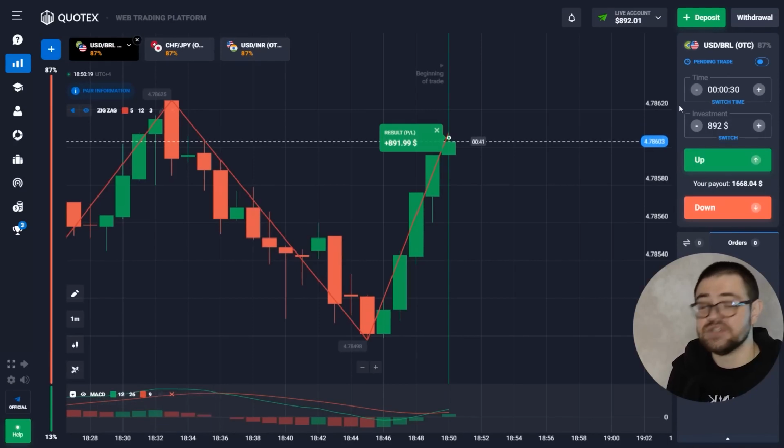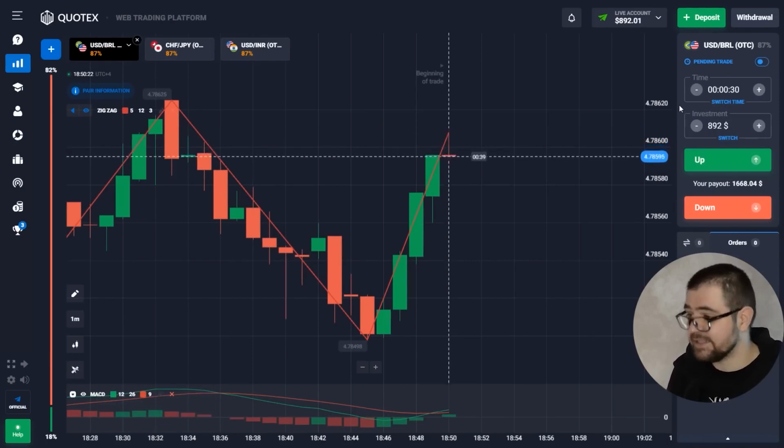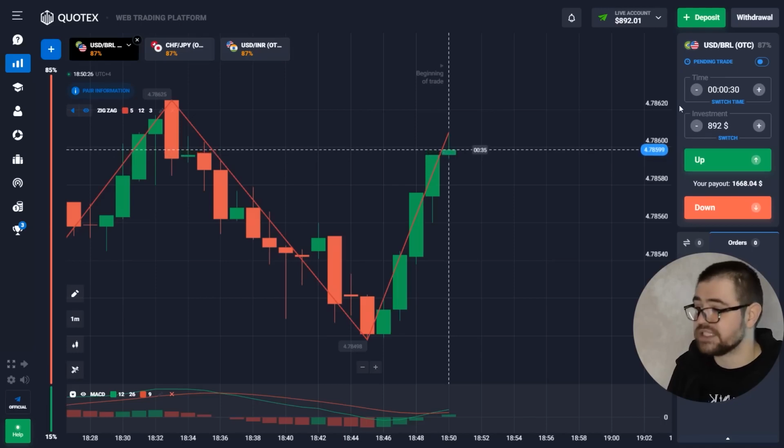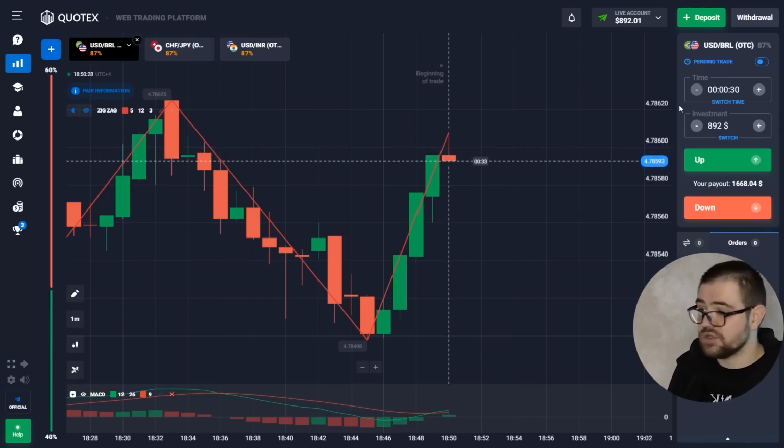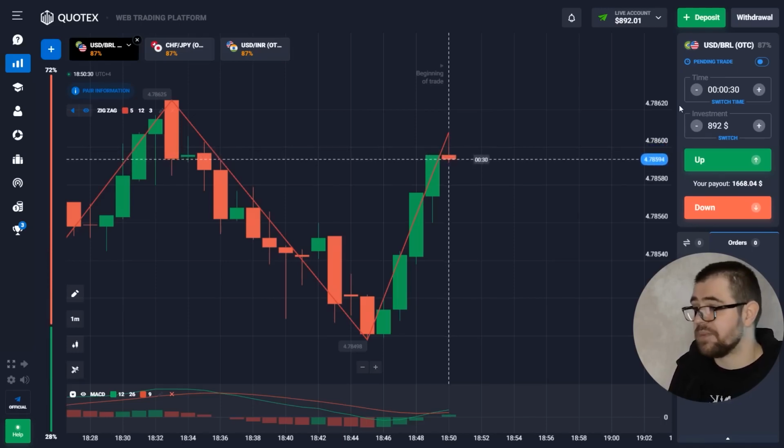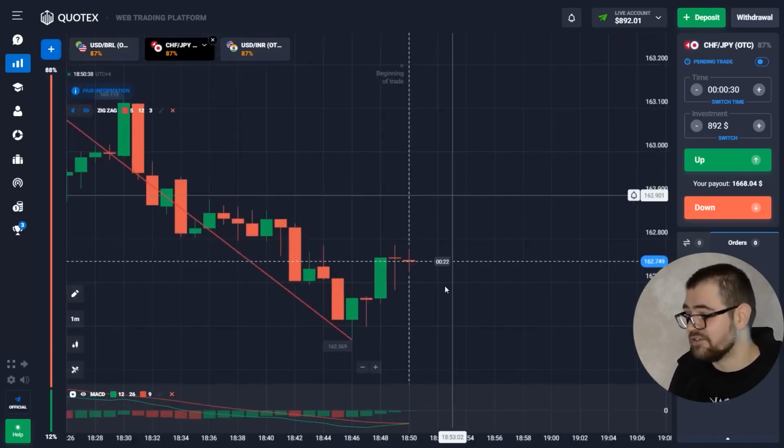$891. So you can see this thing is working, this compound percentage, when we're using the entirety of our balance to go ahead and place the next option. Obviously it works so good in our advantage.